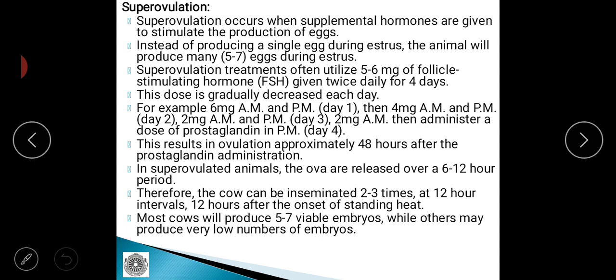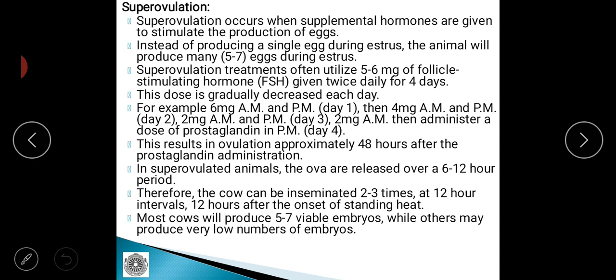Then administer a dose of prostaglandin in the PM on day 4. This results in ovulation approximately 48 hours after the prostaglandin administration. In superovulated animals, the ova are released over a 6 to 12 hour period.